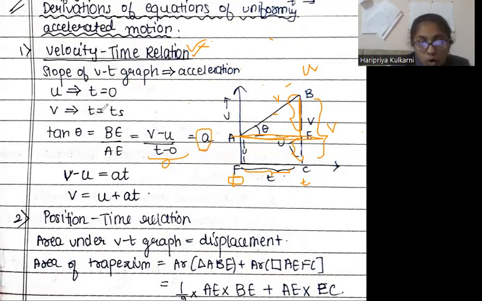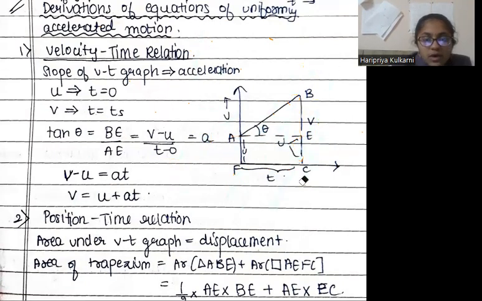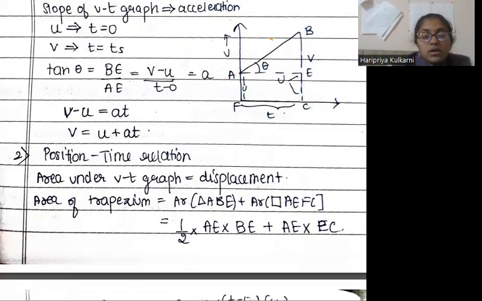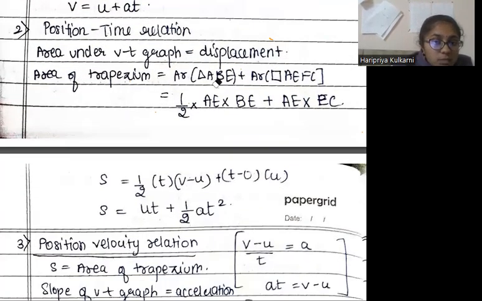Tan theta is what? Slope. The slope of the v-t graph gives acceleration, right? So I have V minus U is equal to AT. I'll take U to that side and I'll get V is equal to U plus AT, right? So this is how to derive our first relation, that is the velocity-time relation. Now coming to the second one, that is the position-time relation. Now, the same graph we'll consider.